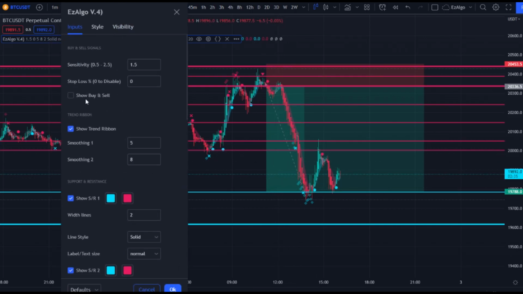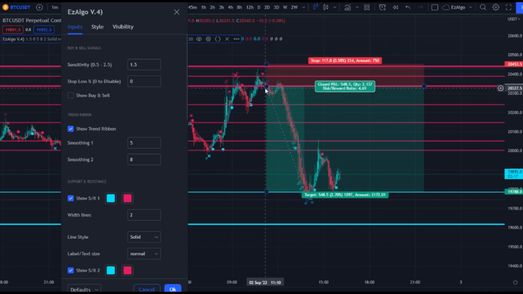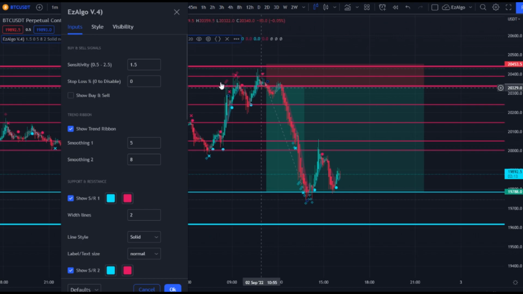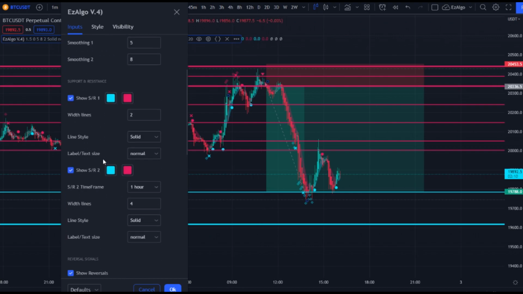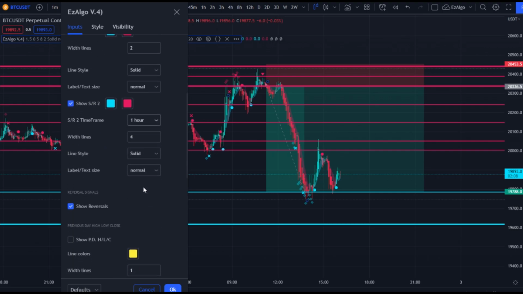I'll turn the buy and sell signals off. This doesn't really matter. You can keep it on if you'd like, if that visual helps you navigate the market, then that's fine. I'll usually keep that off. I'll keep the trend ribbon on, and if I see the trend ribbon starting to flip red when we're near or at an EzAlgo resistance zone, that's more confirmation. I'll keep the SR1 on, and SR2, like I said, to the 1-hour time frame.